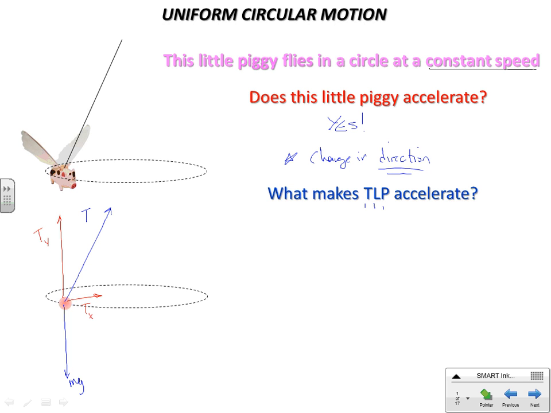And so what makes the little piggy accelerate? Well, the unbalanced Tx, right? There's an unbalanced force. There's a net force acting on the pig, right? These two forces, Ty and mg, will be equal and opposite. This is almost like that test question you had about the fuzzy dice. Well, this is different. So yeah, there's definitely an unbalanced force, and that's what makes anything accelerate.